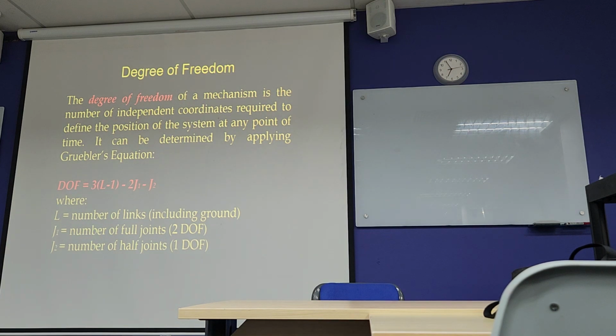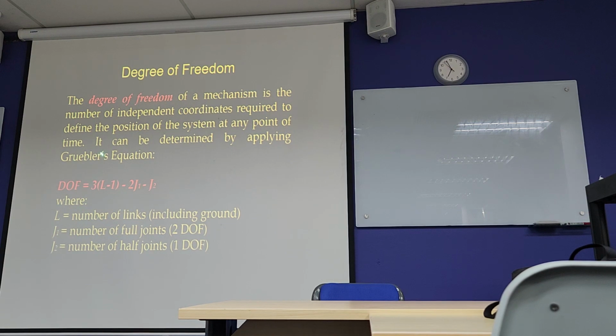Now for any mechanism, we have what is known as degree of freedom. You must have studied a bit about this in engineering dynamics. Degree of freedom refers to the minimum number of coordinates required to describe the mechanism. So it is the number of coordinates required to define the position of the system at any point of time.